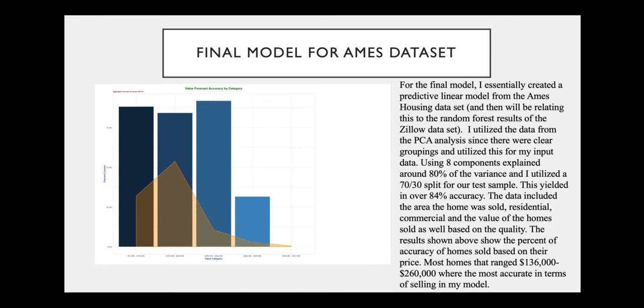I utilized mainly the PCA analysis since there were clear groupings. I used 8 components, which explained 80% of the variance, and I used the classic 70-30 split for the test set, which yielded over 84% accuracy. My model was relatively accurate in terms of the sales price of homes that ranged from $136,000 to $260,000. And this is the price range that I wanted to link to the Zillow housing data customer segmentation results as well.